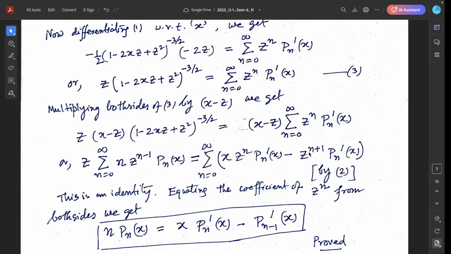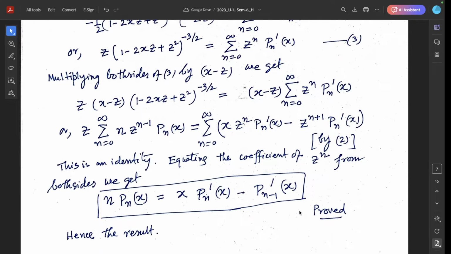And here put n equal to n minus 1. So n minus 1 plus 1 is n, so we get Pn minus 1 dash x. And this is the result.